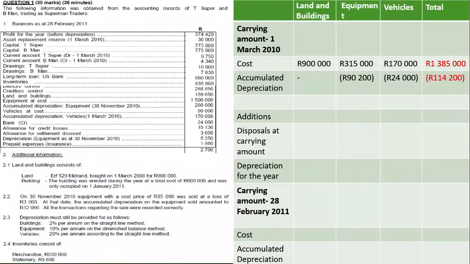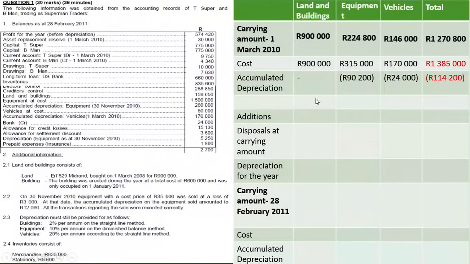Now what's the next thing that we do? We take the cost minus the accumulated depreciation for each specific non-current asset to get the carrying amount as at the beginning of the period of 1st March 2010. So I've just done that. You can see the totals of the carrying amount at the beginning of the period. Let's move on to additions.